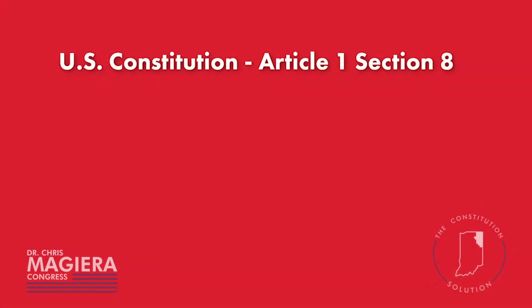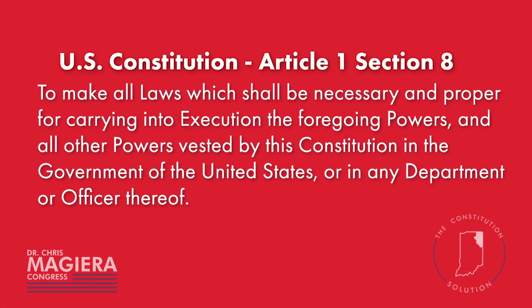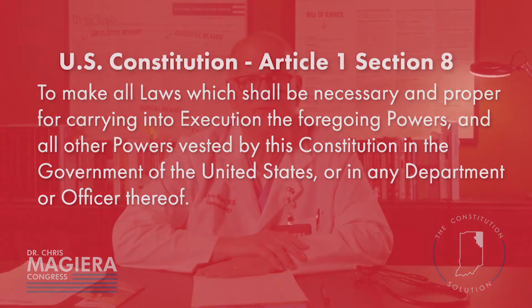So you've got to ask yourself, why is there such an amount of land in the western states owned by the federal government? Doesn't seem to fit power number 17. We'll discuss that later. And finally, number 18, to make all laws which shall be necessary and proper for the carrying into execution the foregoing powers and all other powers vested by this Constitution in the government of the United States or in any department or officer thereof.